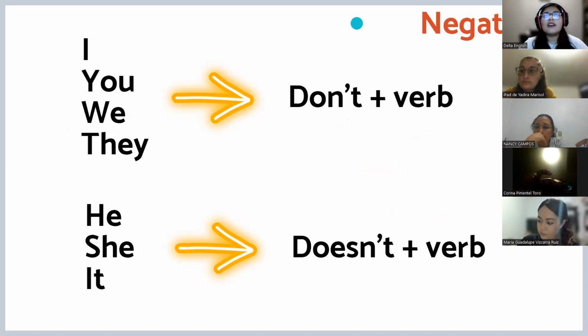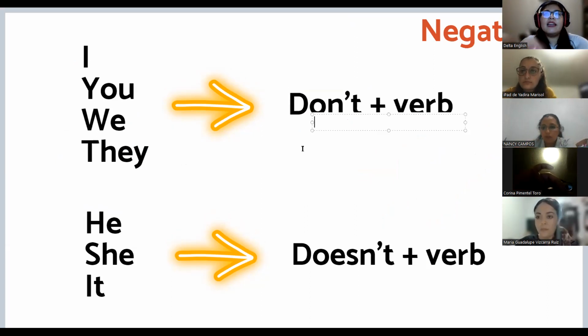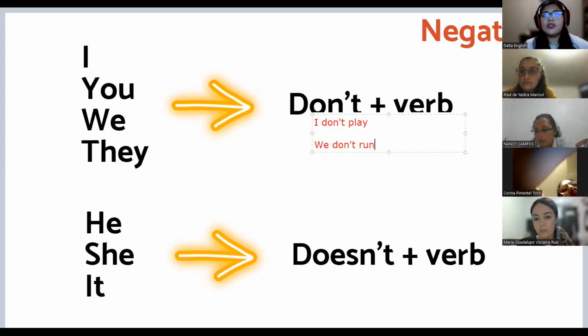So if the verb is play, then this would look like I don't play. If the verb was run, this would look like we don't run.